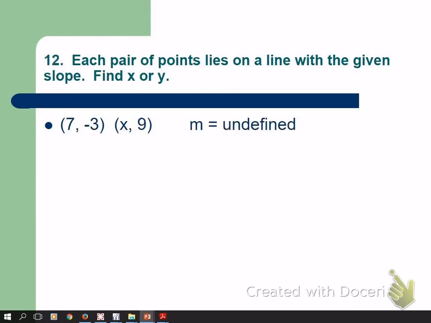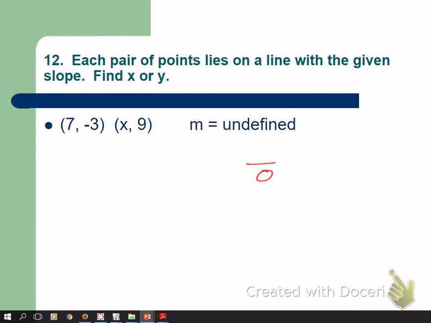Same thing here. The only trick is, if your slope is undefined, what do you do? Well, we talked about this earlier. The reason why a slope is undefined is because you're trying to divide by 0, and we know we can't do that. So an undefined slope must have had 0 in the denominator when we tried to figure it out.